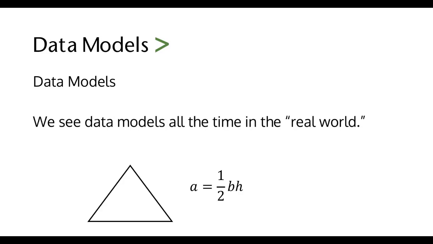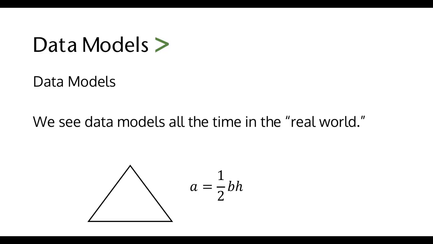We actually use data models more often than we think. For example, mathematical formulas are a perfect example of data models. Remember, the formula to find the area of a triangle is area equals 1/2 base times height. And think about it. The data can be totally different for A, B, and H, but the model is how we make sense of the data. We can put in any number for 2 of those 3 variables and solve for the third one, for example.